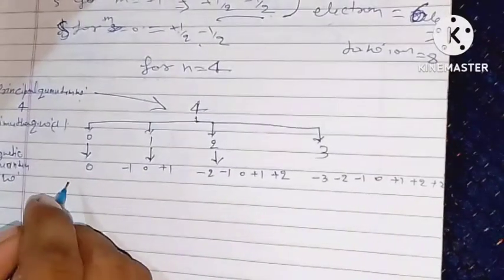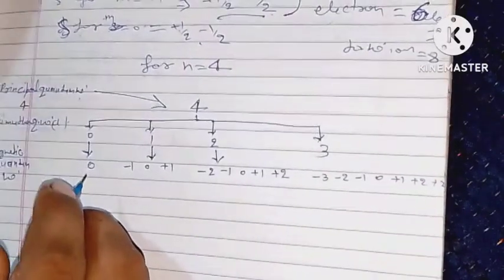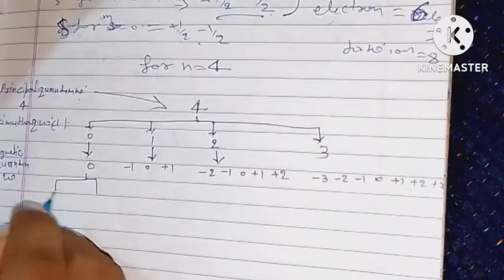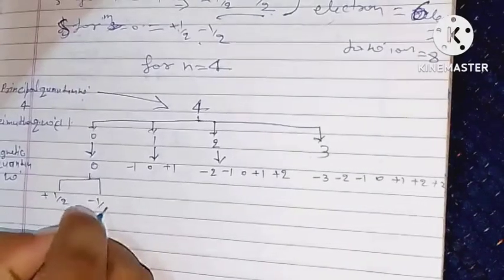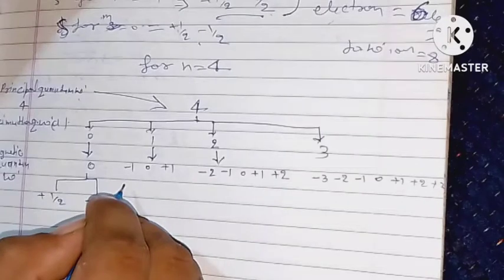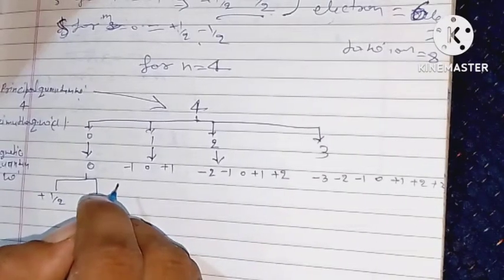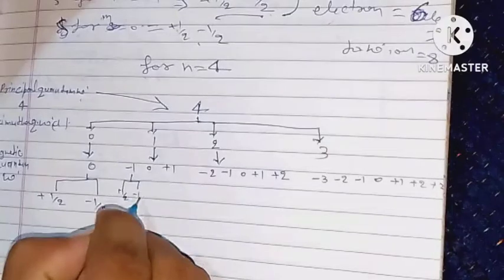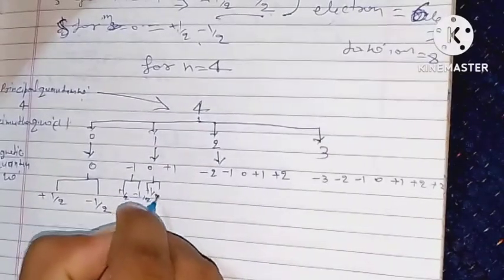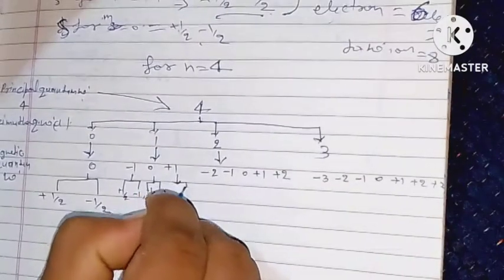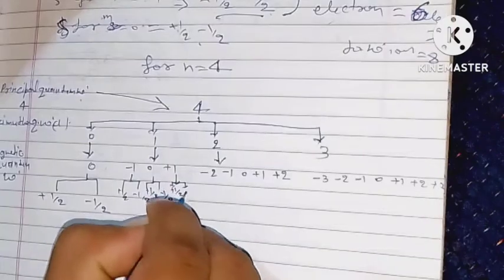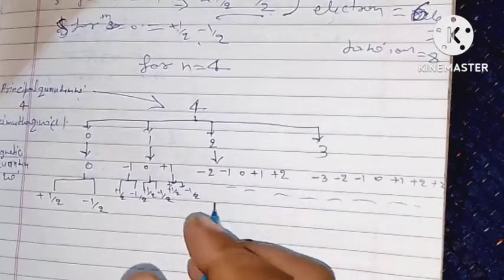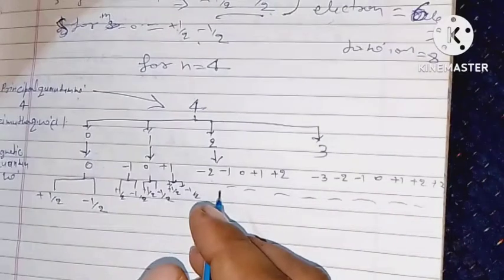Then the spin quantum number s. For every m value, it is plus 1 by 2 and minus 1 by 2, and so on.